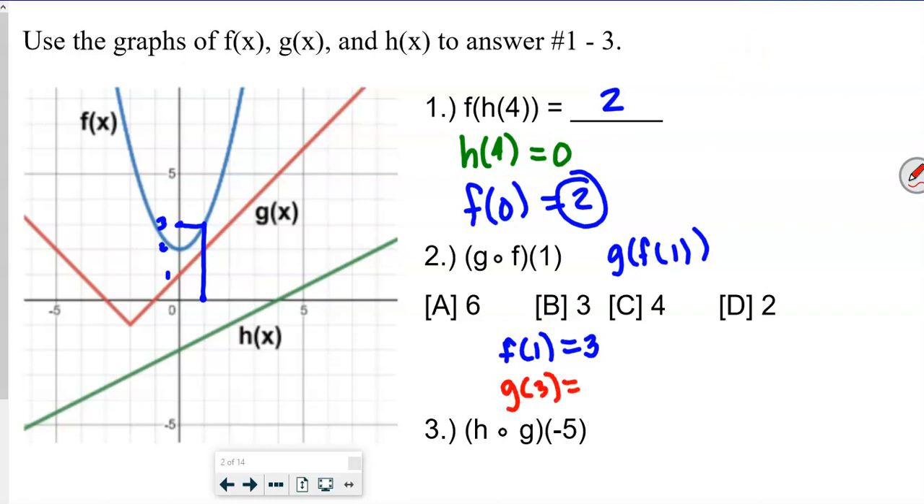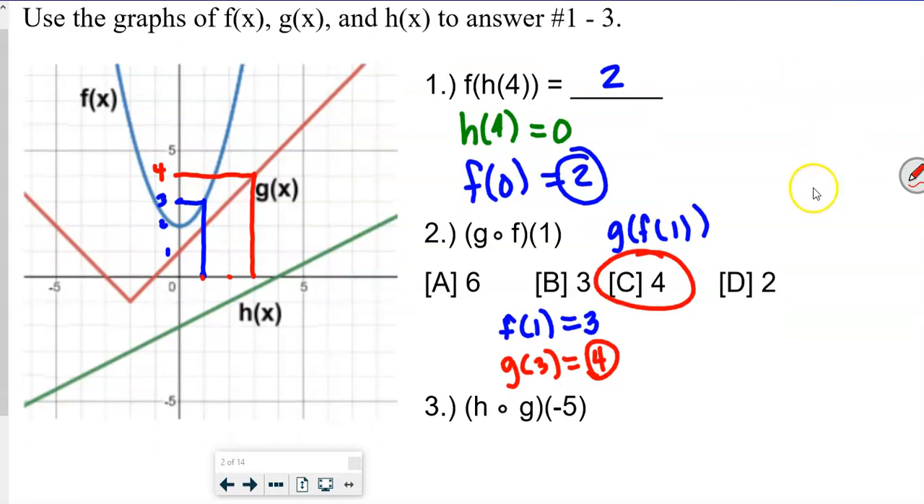So g of 3, so I'm counting 1, 2, 3, because those are our x values, those are our inputs, right? So we're going to go up to our graph right here and see where it intersects the graph, and then over to our y value. So notice that's 1 more than our 3, so that's 4 right there. So our g of 3 is 4, and that's our answer. So the answer was C.